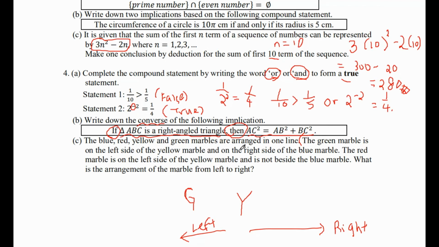And on the right side of the blue marble. Okay, green marble is on the right side of the blue marble, so blue marble must be here. Green is on the right of blue. The red marble is on the left side of the yellow marble. So red must be here or here, and it's not beside the blue marble, so red cannot be here. So red must be here. So the arrangement will be blue, green, red, yellow.